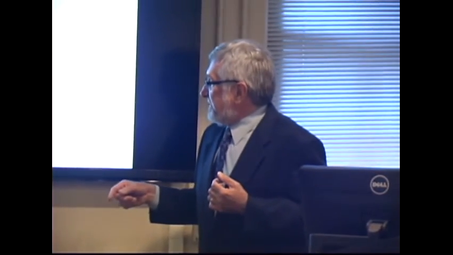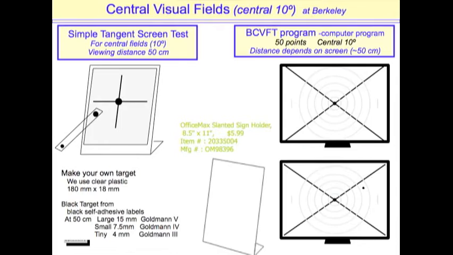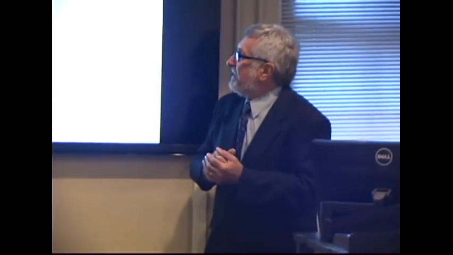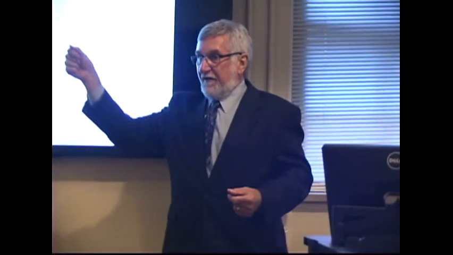So we've been doing central visual fields. We go really high tech at Berkeley. We buy these things for $6 at Office Max. They're $7 elsewhere. And we print out the grid on our computer, and we buy the paper in large quantities to save money. And we have these little clear plastic wands with little bits of black dots on them, and we measure visual fields with those. And we do that at 50 centimetres, but we only test the central 10 degrees.